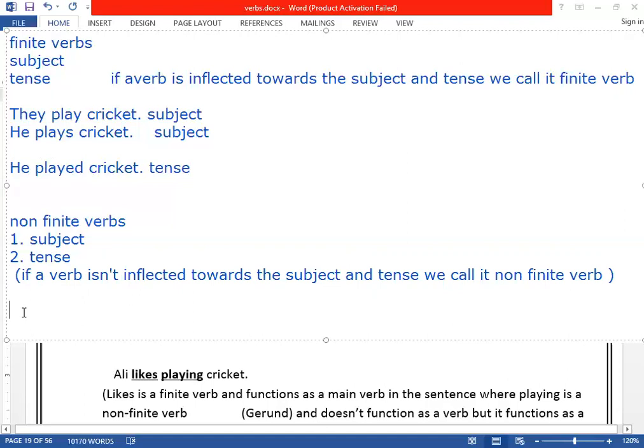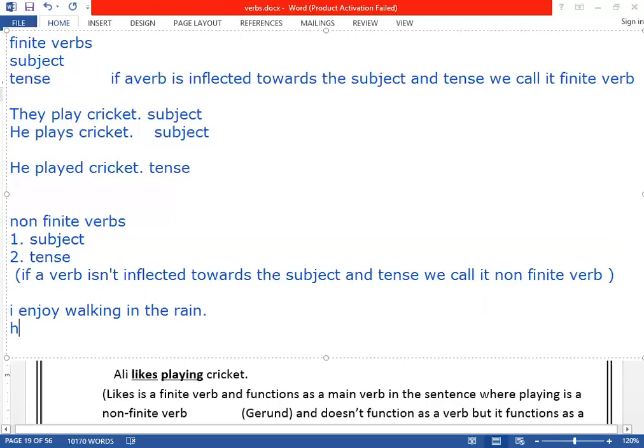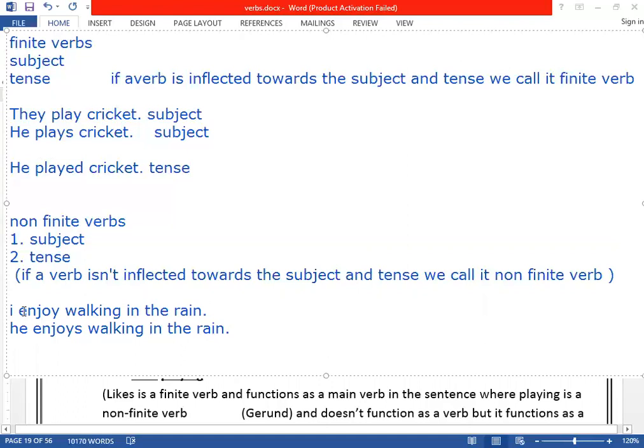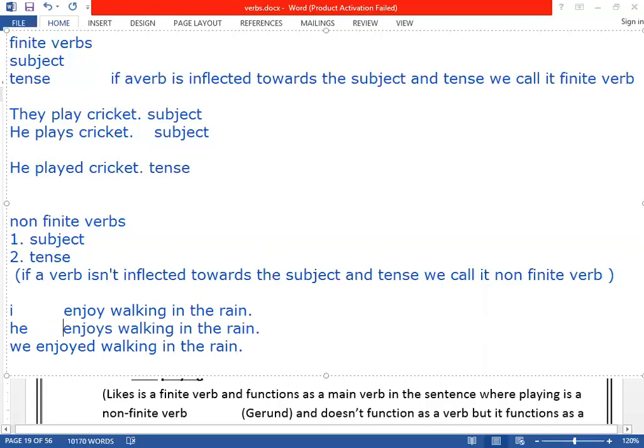Look, if I say I enjoy walking in the rain, for example. Or if I say he enjoys walking in the rain. Or if I say we enjoyed walking in the rain. Look at these examples. We have got enjoy, we have got walk.